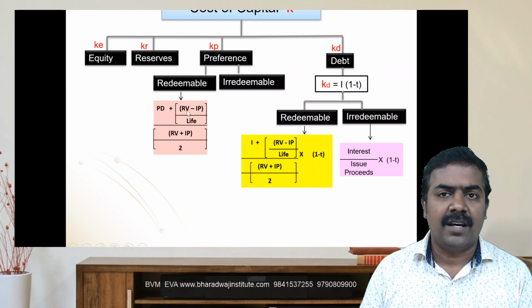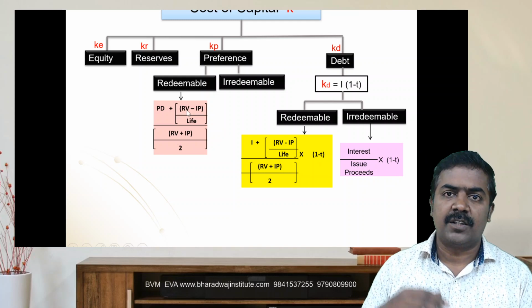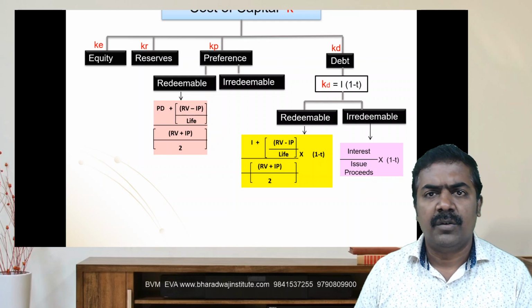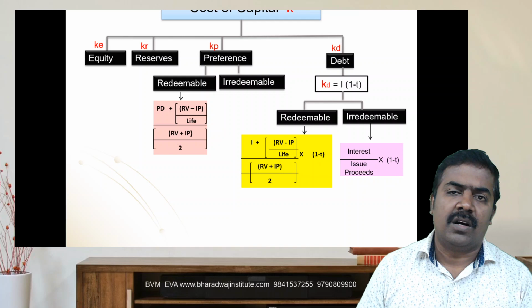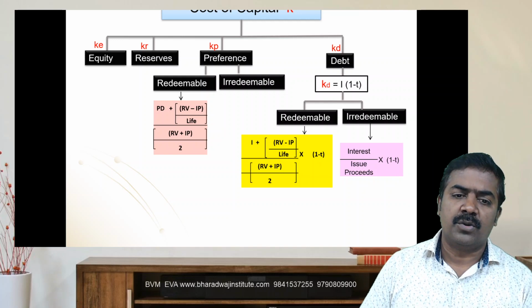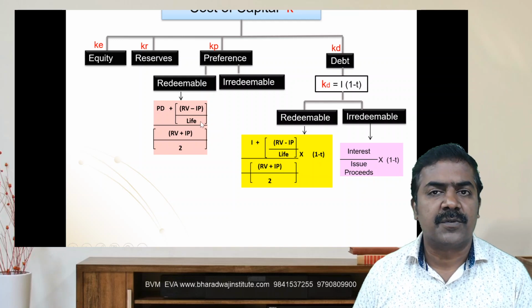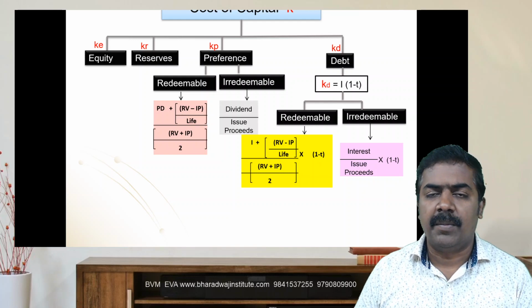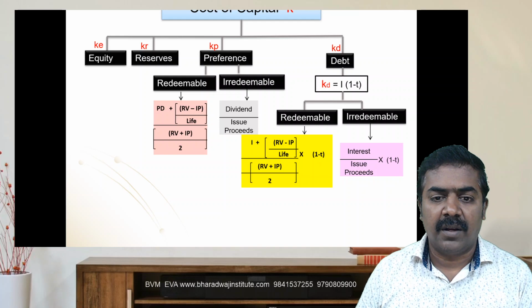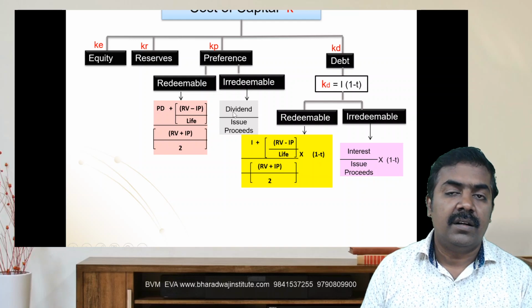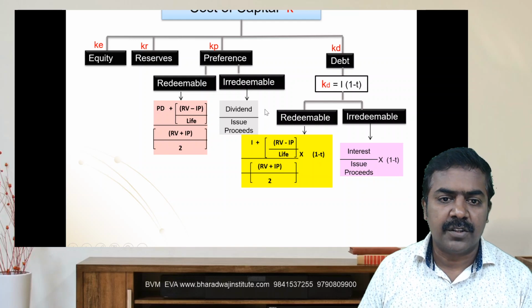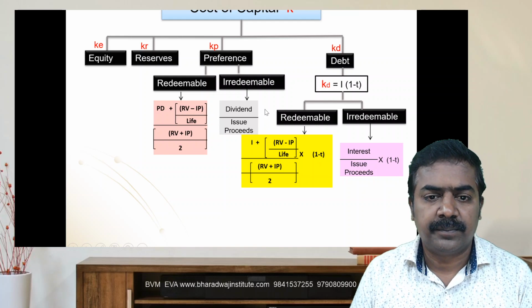RV means redeemable value of preference shares. Is it going to be face value with premium like that? IP means same, face value minus issue cost like underwriting commission, brokerages, all those things. Life means number of years for which it is issued, N. So if it is redeemable, we use that formula. If it is irredeemable, dividend divided by issue proceeds into 100. This is for preference shares.